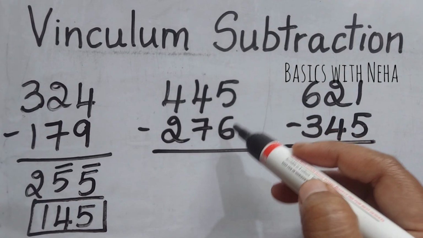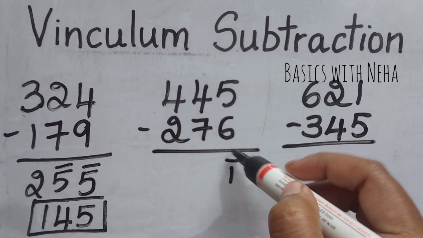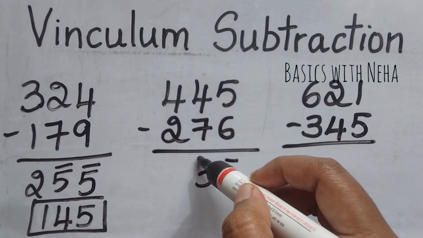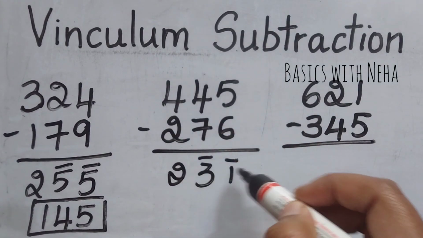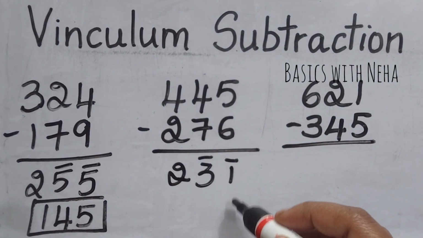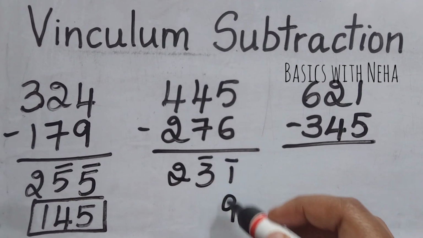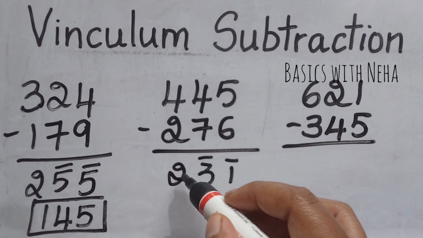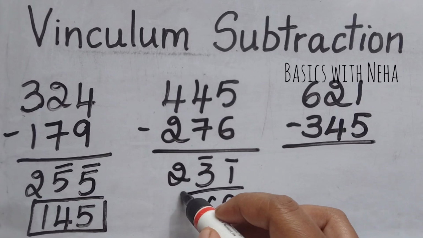5 minus 6 is not possible, so 6 minus 5 is 1 bar. 7 minus 4 is 3 bar. 4 minus 2 is 2 and de-vinculate this. 10 minus 1 is 9. 9 minus 3 will give me 6. 2 minus 1 will be 1.